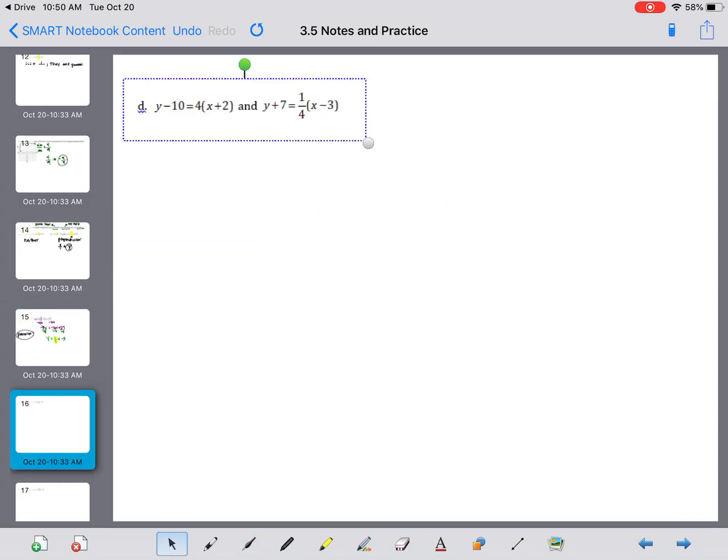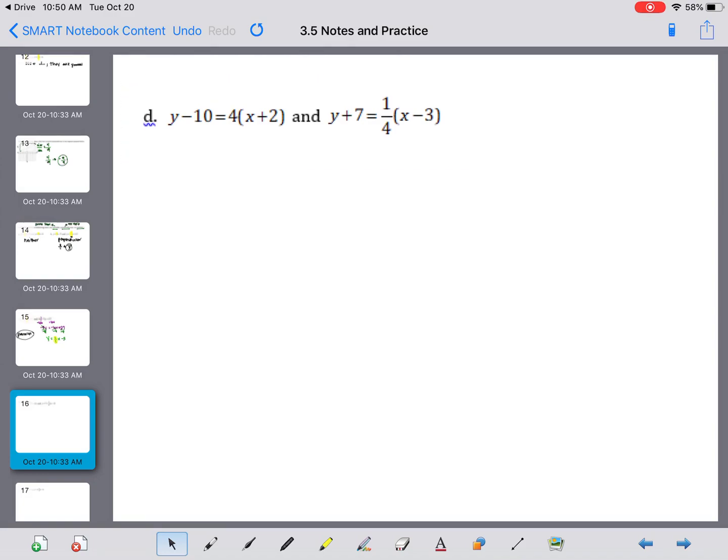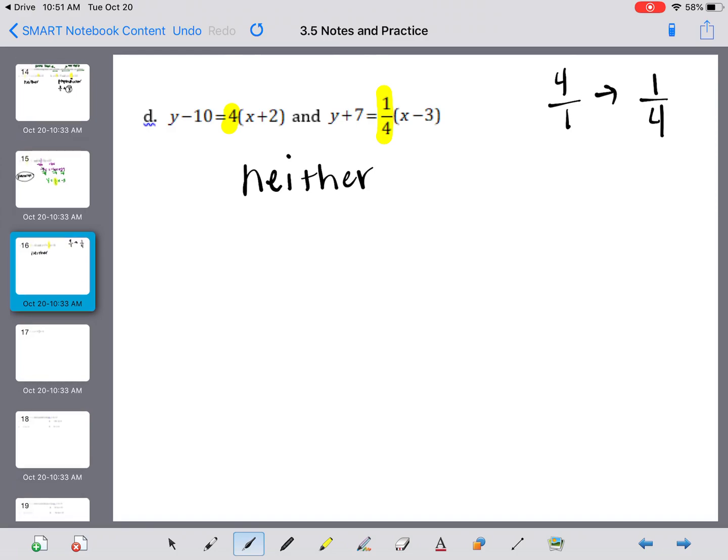If we take a look at D, again, this is in point slope form, so look at the slopes in front of the parentheses. They are not opposite, so they can't be perpendicular, and they're not the same, so they're not parallel. So this is another case of being neither. Yes, they are reciprocals, because if we take 4 and flip it, we get 1 over 4, but they have to be opposite of each other. One has to be positive, one has to be negative in order for them to be perpendicular.